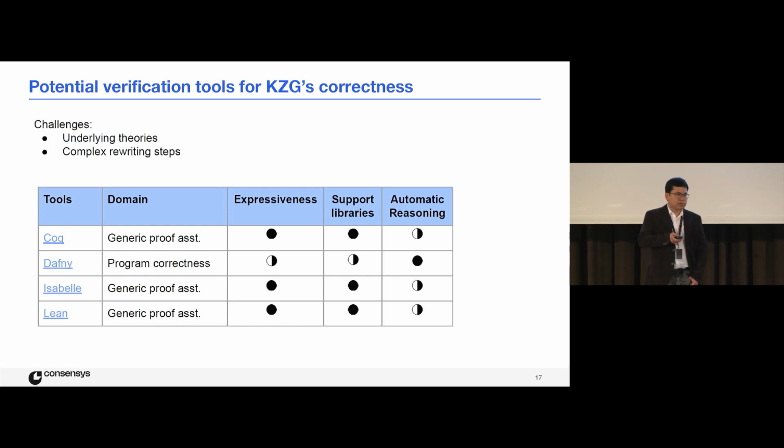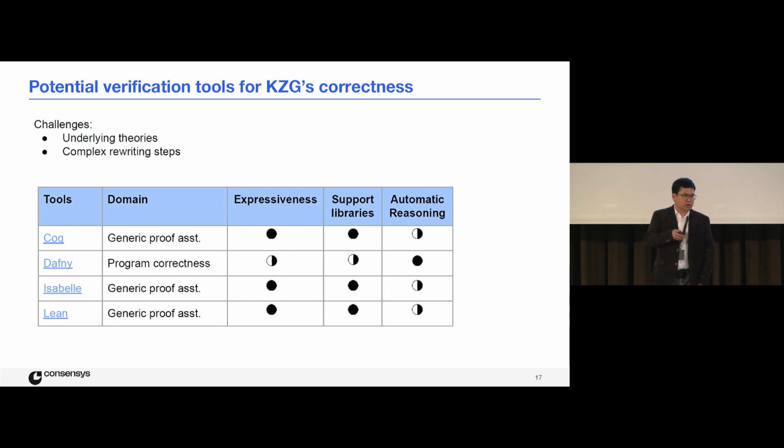Okay, so let's go to the first property of the KZG commitment scheme, that is correctness. Verification of this property has two challenges. First, the proof requires a lot of underlying theories, and it contains a lot of rewriting steps. You can see a table on the slide. This table demonstrates potential verification frameworks that we can use to verify this property.